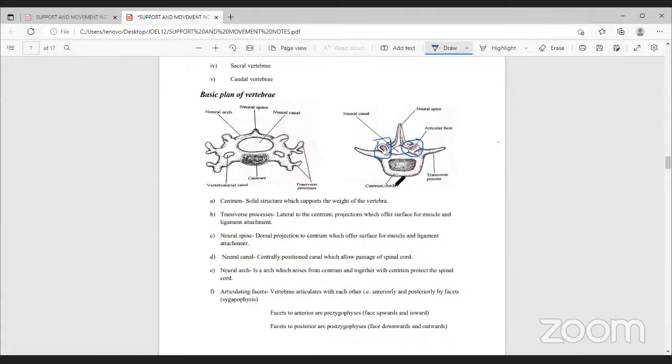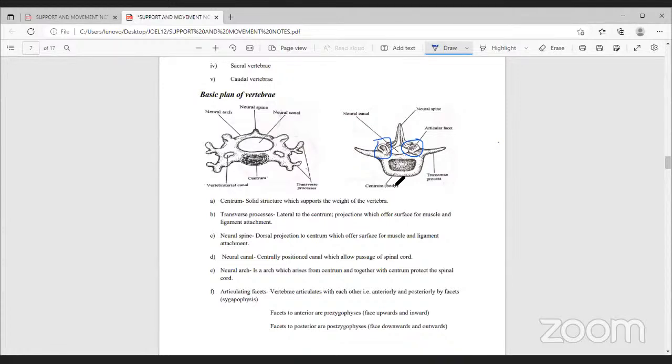These projections become the neural spine and the transverse processes. We have another one that we call the metapophysis. That one is only found in the lumbar vertebra. All those projections provide a surface for muscle attachment. When you talk about the vertebral canal, it is going to allow passage of the spinal cord.